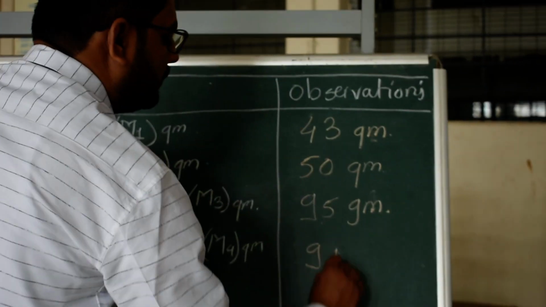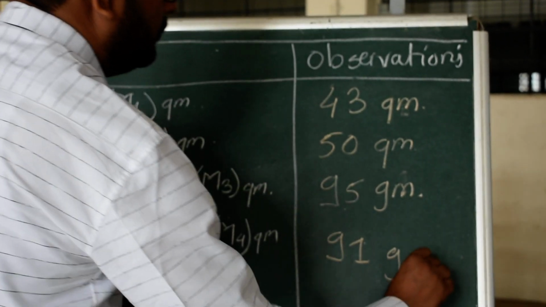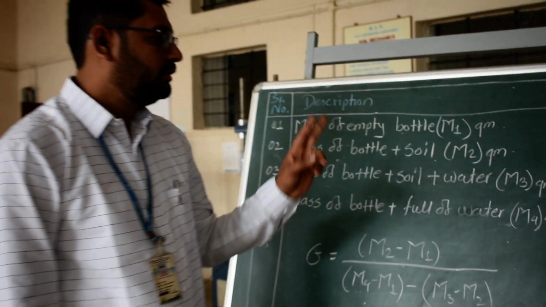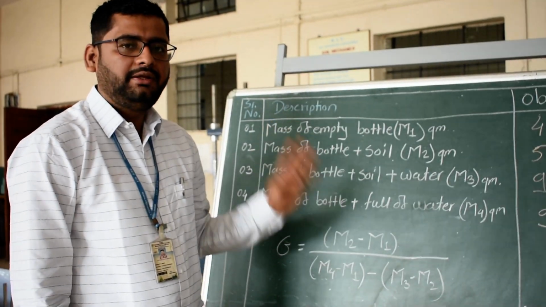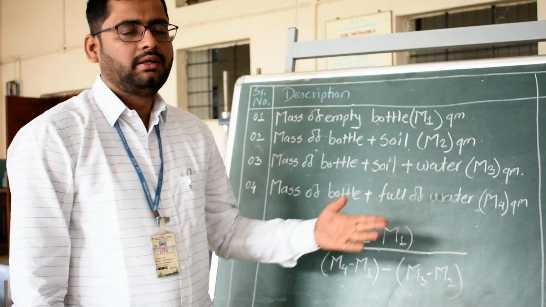It is 91. So we got these four observations, M1, M2, M3 and M4. Then we can directly go with the calculations.